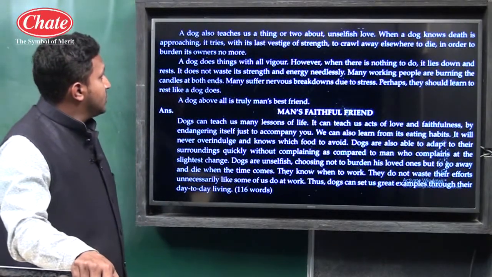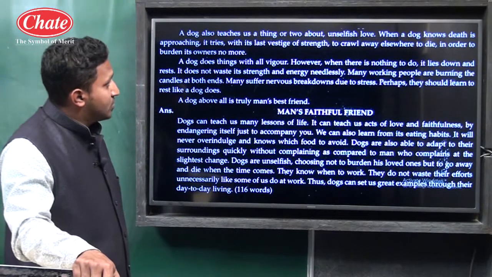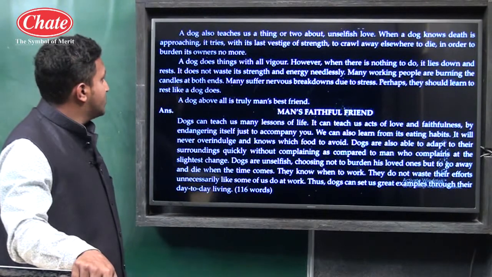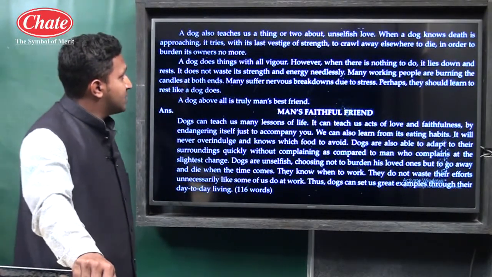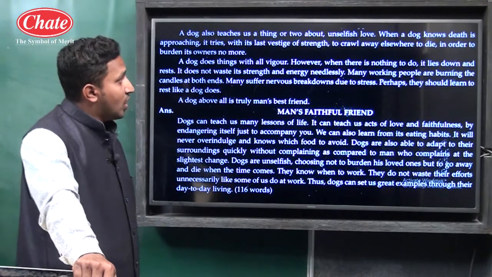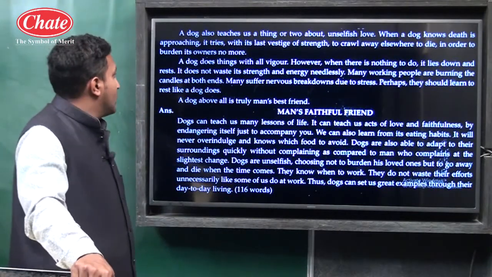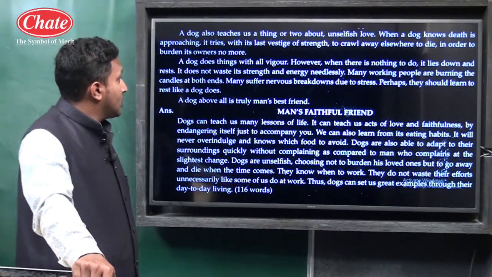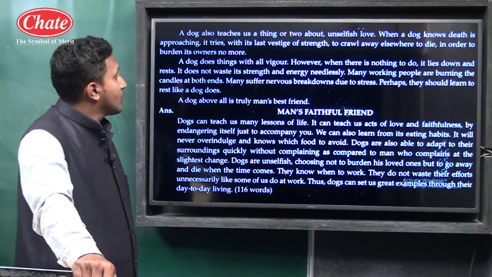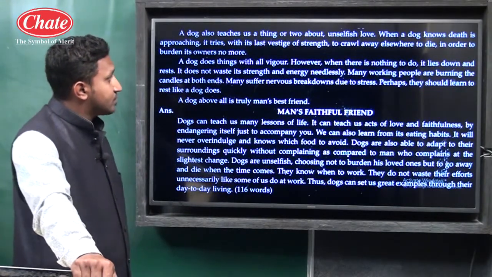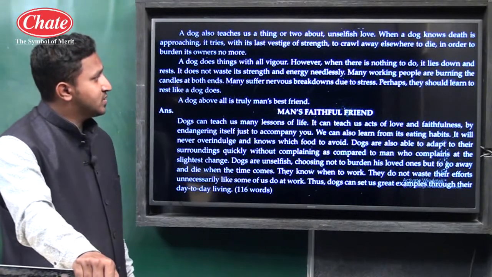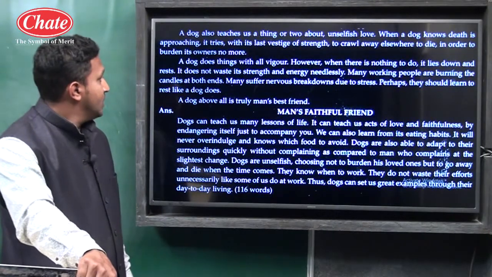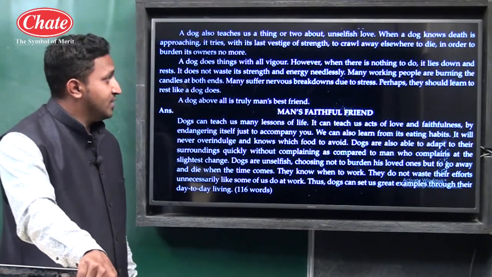A dog also teaches us a thing or two about unselfish love. When a dog knows death is approaching, it tries with its last vestige of strength to crawl away elsewhere to die in order to burden its owner no more. A dog does things with all vigor. However, when there is nothing to do, it lies down and rests. It does not waste its strength and energy needlessly.